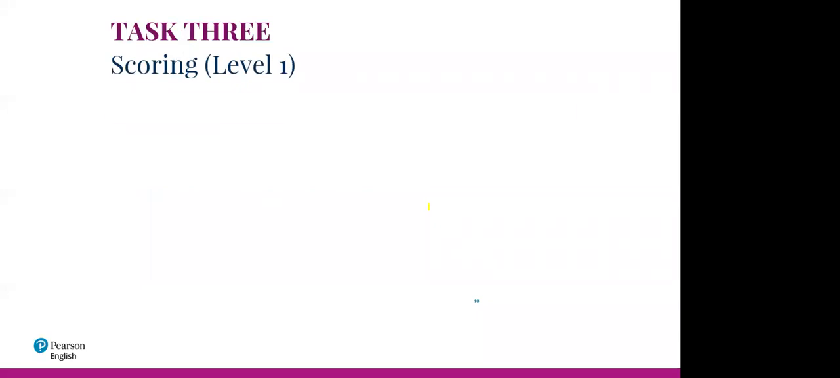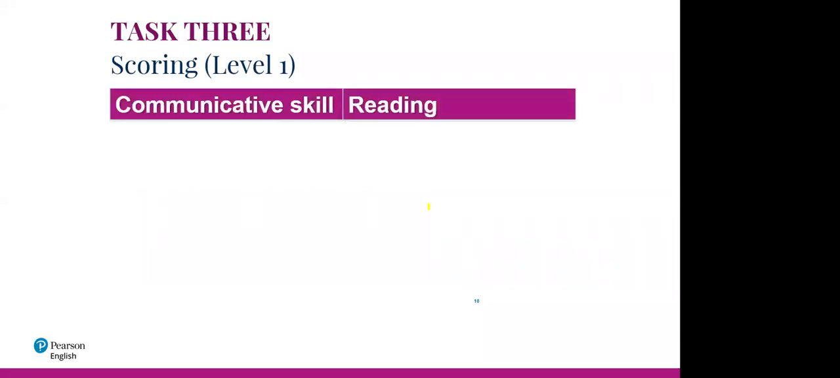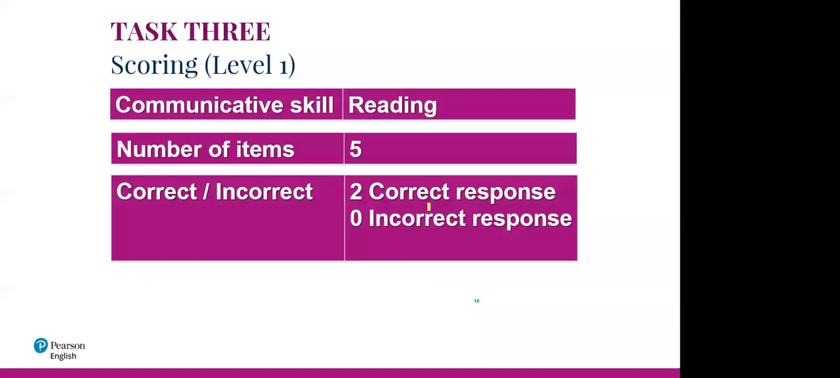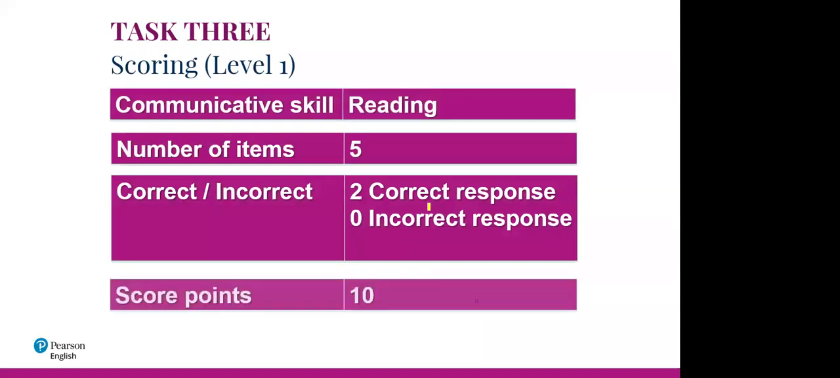Scoring, well, it's very simple. As I said, the communicative skill is reading, so all score points go into reading in this breakdown of skills. There are 5 items. Each correct item is counted as 2, so the maximum score points is 10.